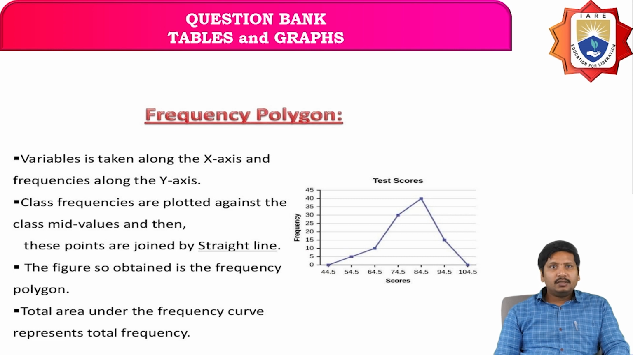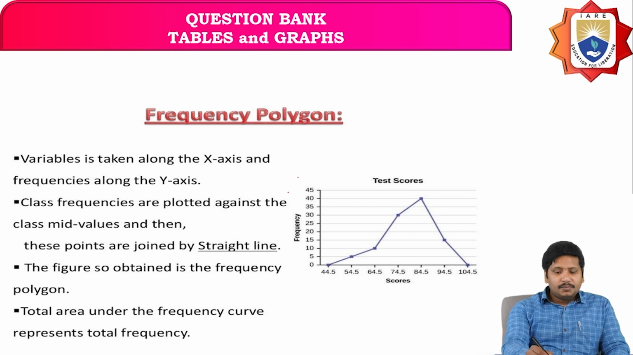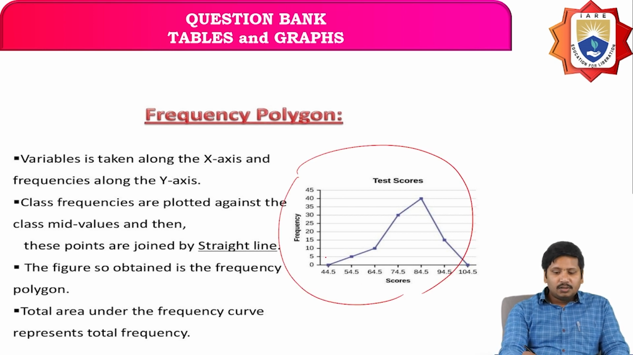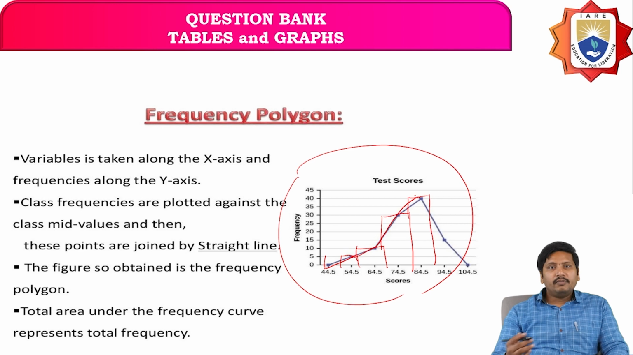And the frequency polygon. Here also it is the same, but all the midpoints of the rectangles are joined by straight lines. This will be called the frequency polygon. The total area under the frequency curve should represent the total frequency. Here we construct the histogram, and if all the midpoints are joined with straight lines, then I call it a frequency polygon.